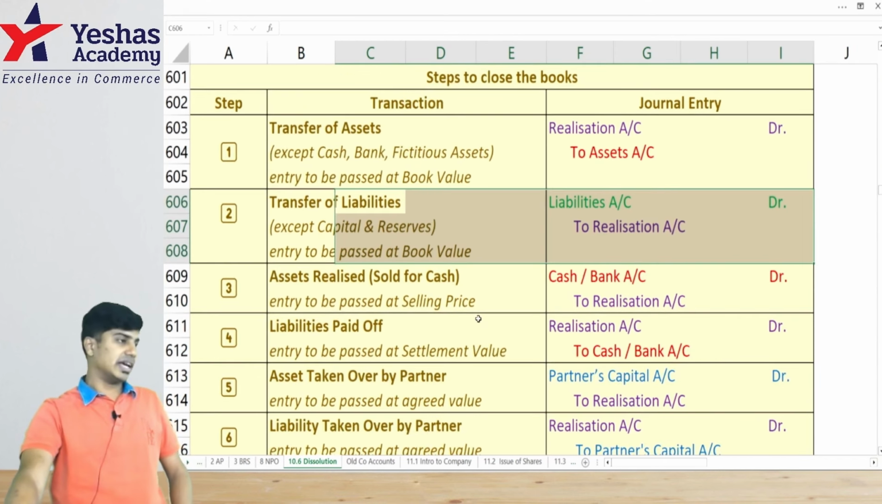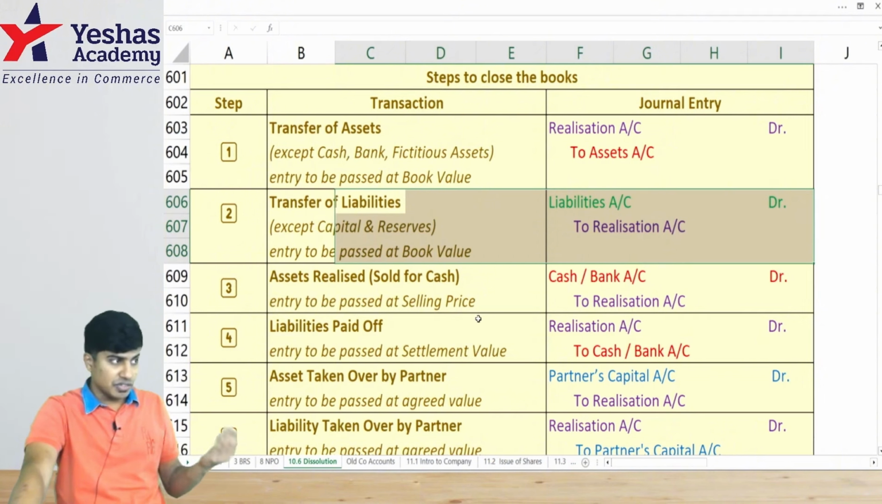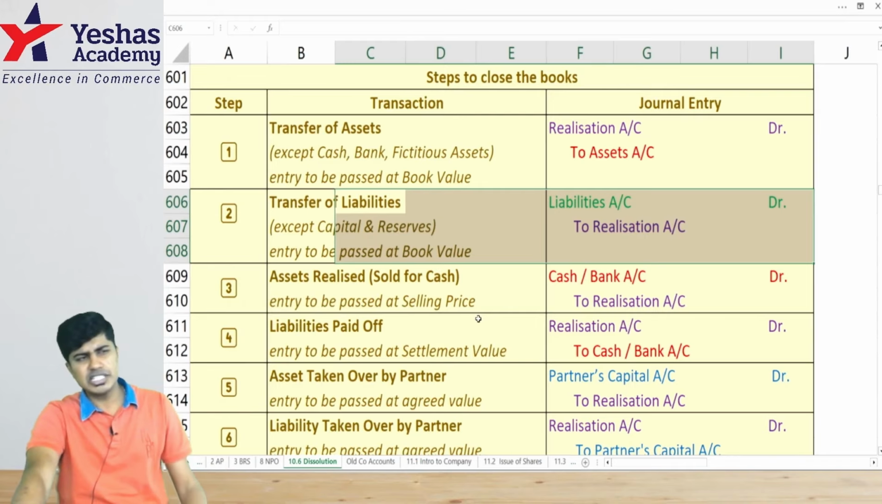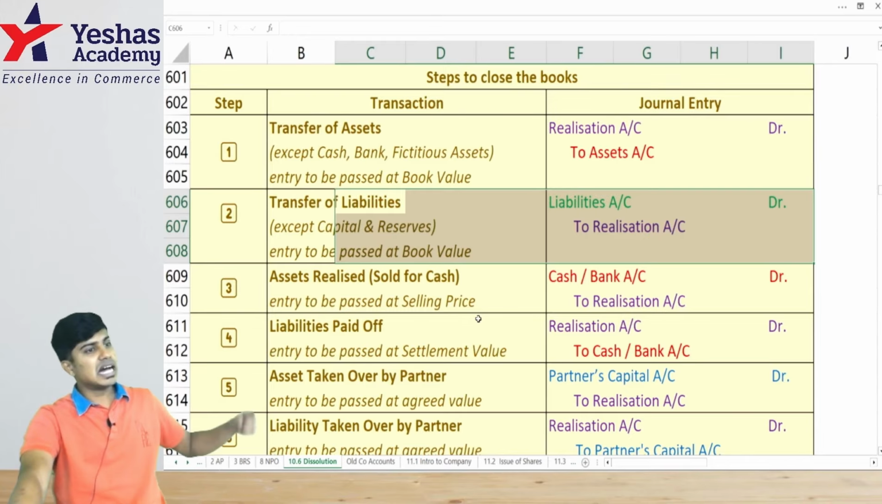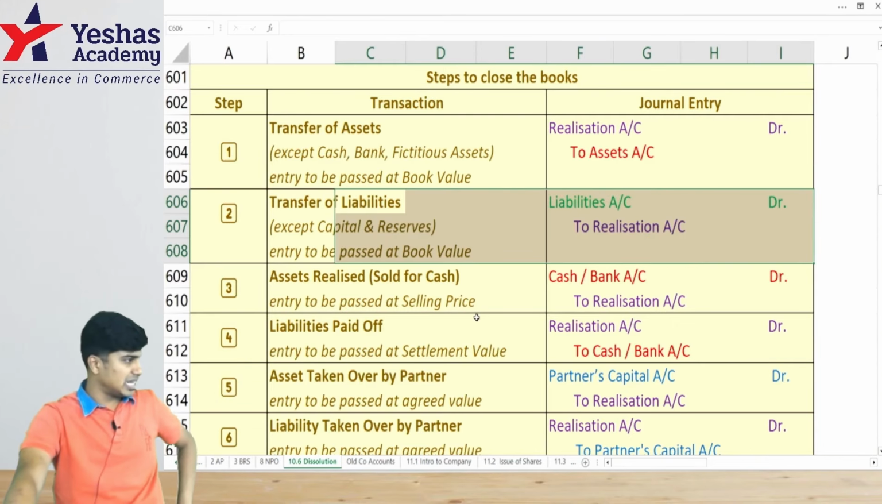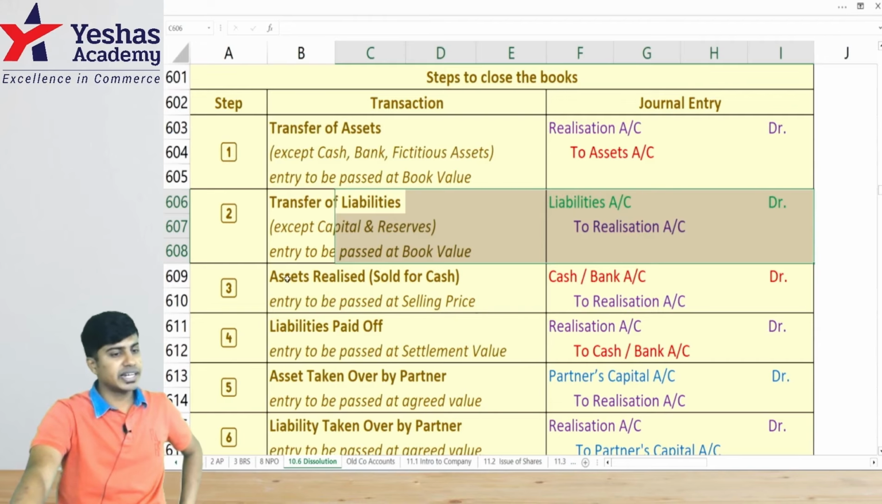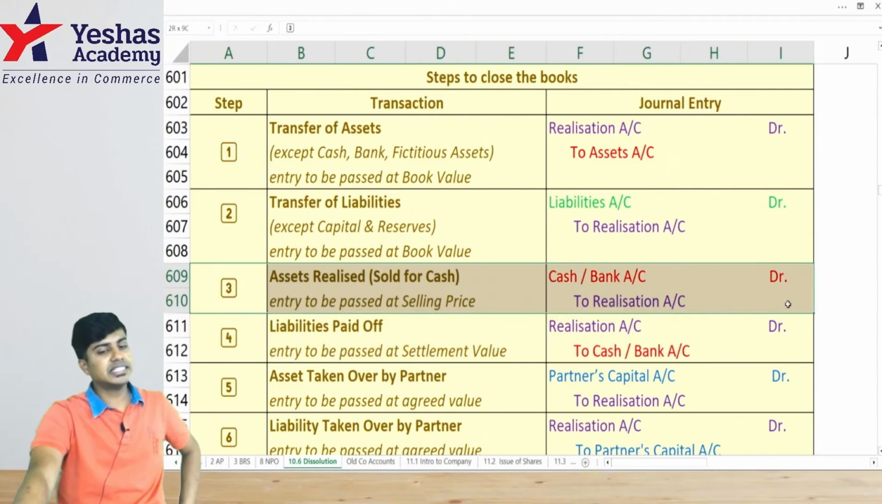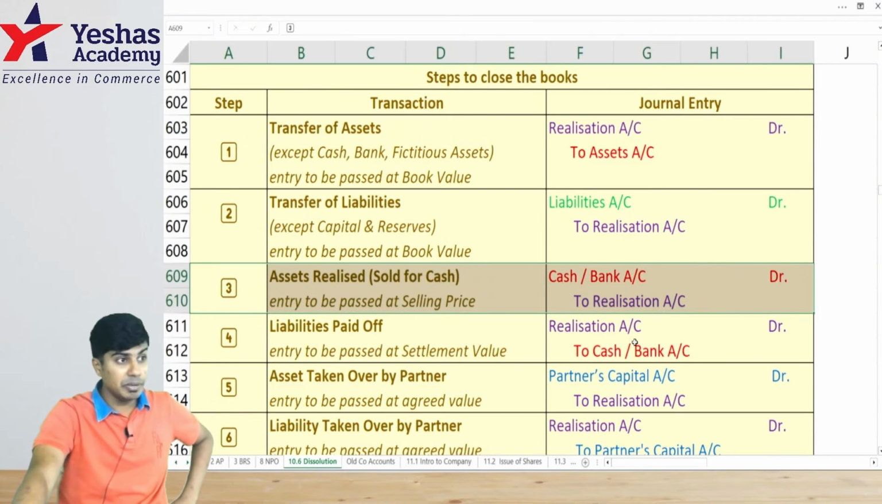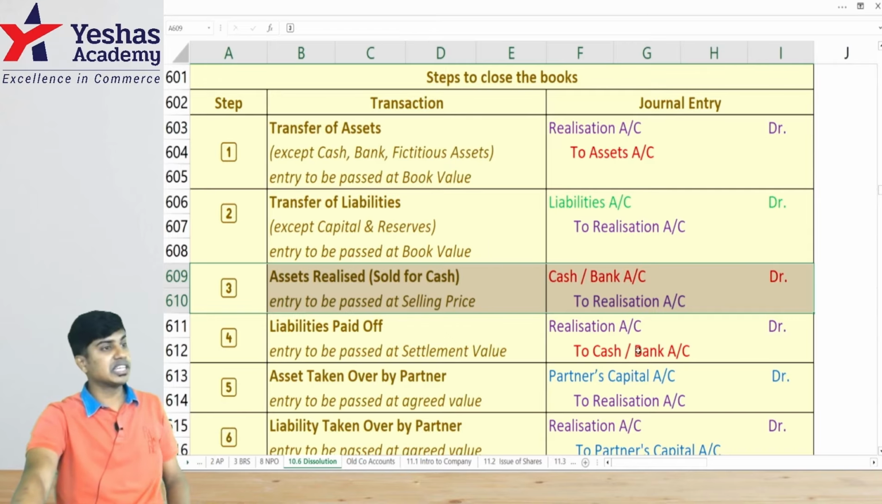After this, you will sell the assets. When you sell the assets, you receive cash. Usually for sale of asset, entry is cash to asset. Here we won't credit asset. Why? Asset is already credited by transferring to realization. So on the sale of the assets, write the entry as cash account debit to realization account. This is the entry for sale of assets.